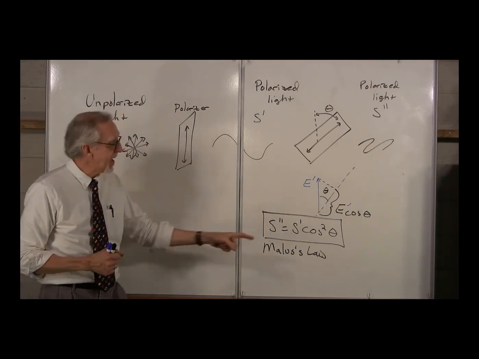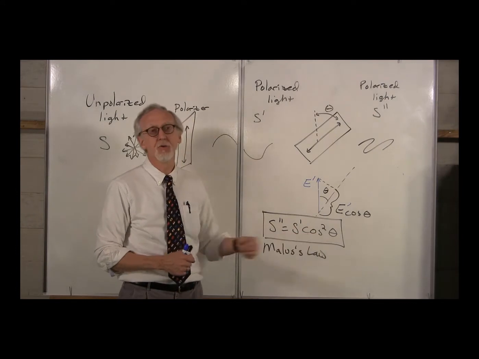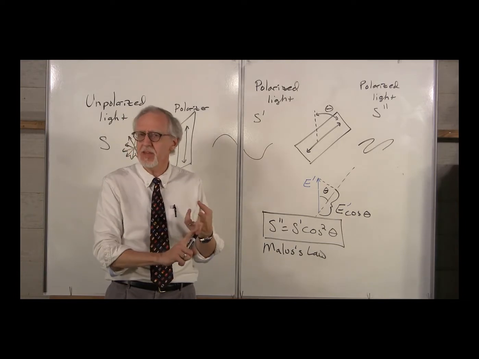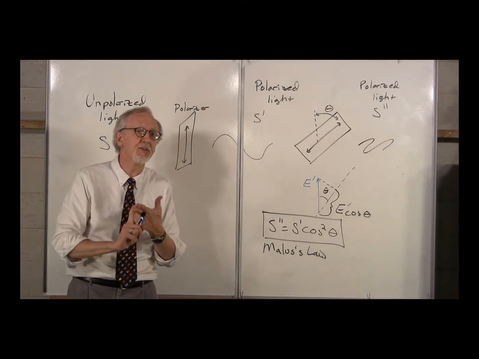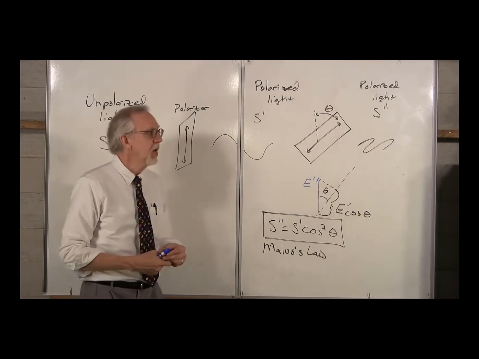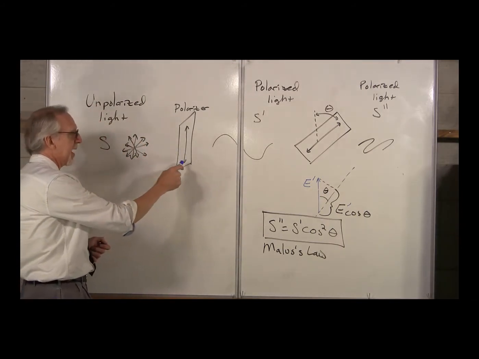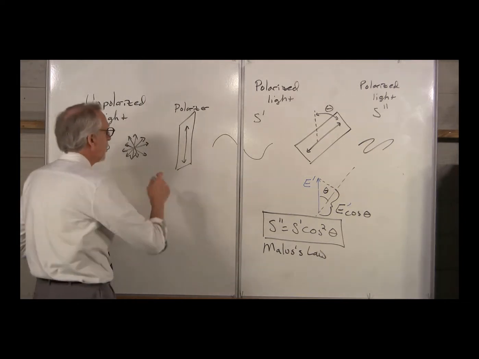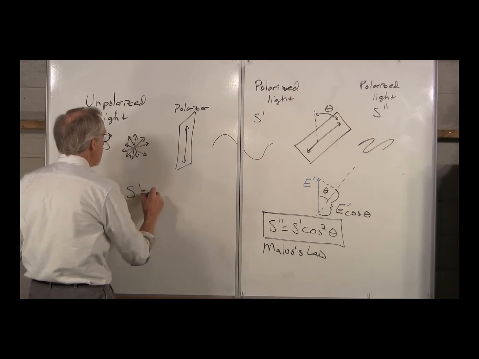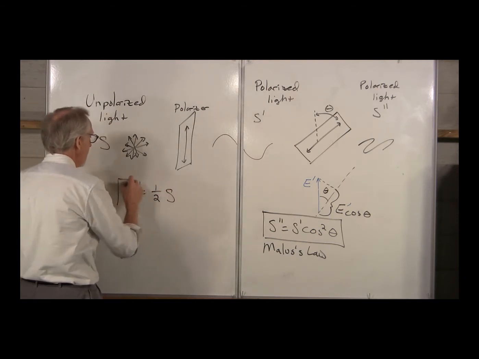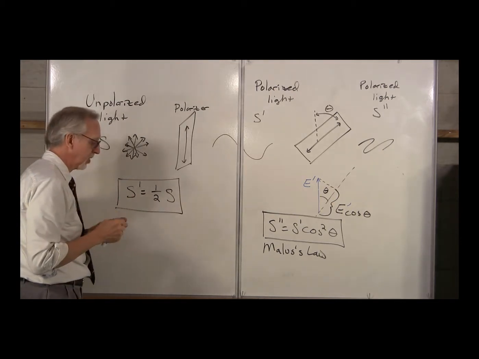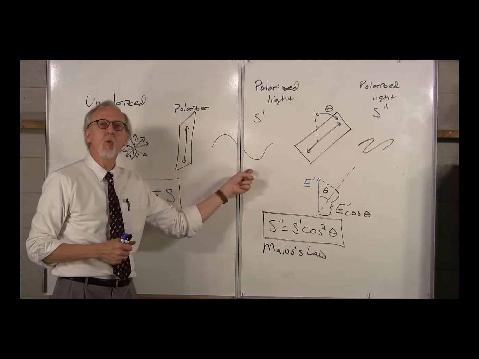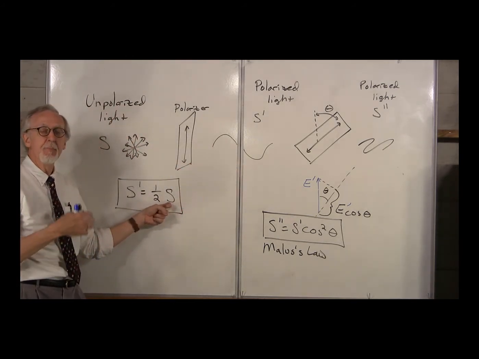What we have to do is then actually find the average of cos squared. But we already know that. We've already taken an average of sine squared, and it's the same as the average of cos squared. The average of cos squared is how much? 1/2. So when unpolarized light passes through a polarizer, only half of the intensity makes it through. So what we have is that S prime is 1/2 of S. Very, very good. When unpolarized light passes through a polarizer, we get 1/2 of the original intensity making it through.